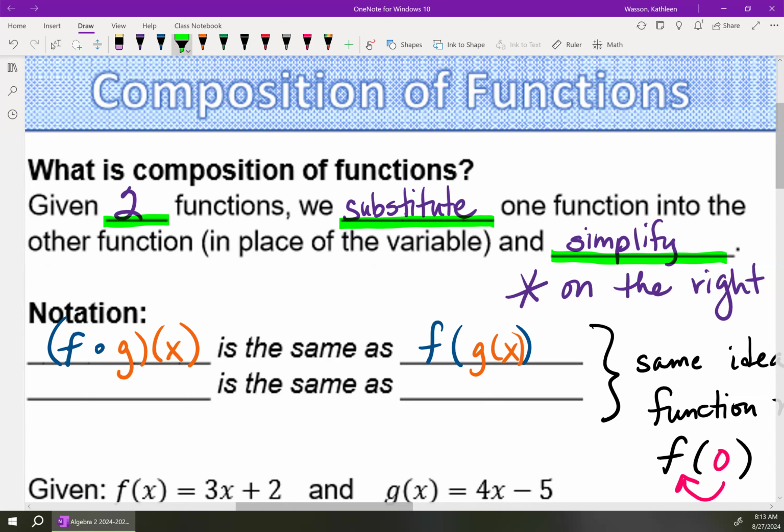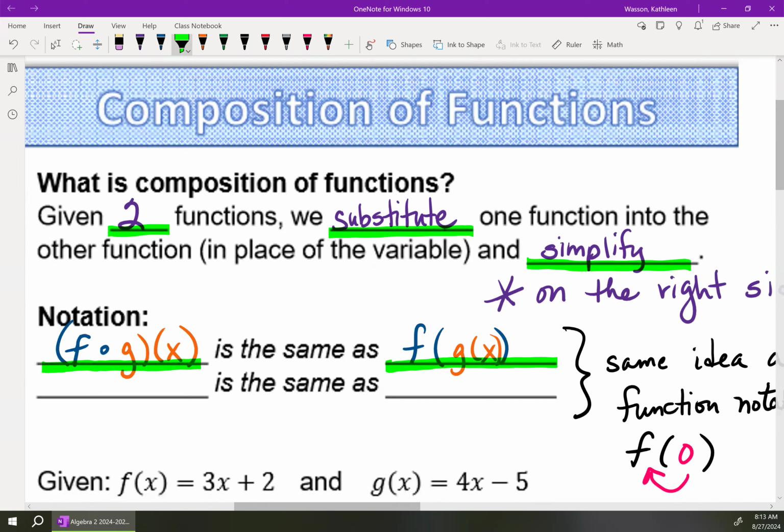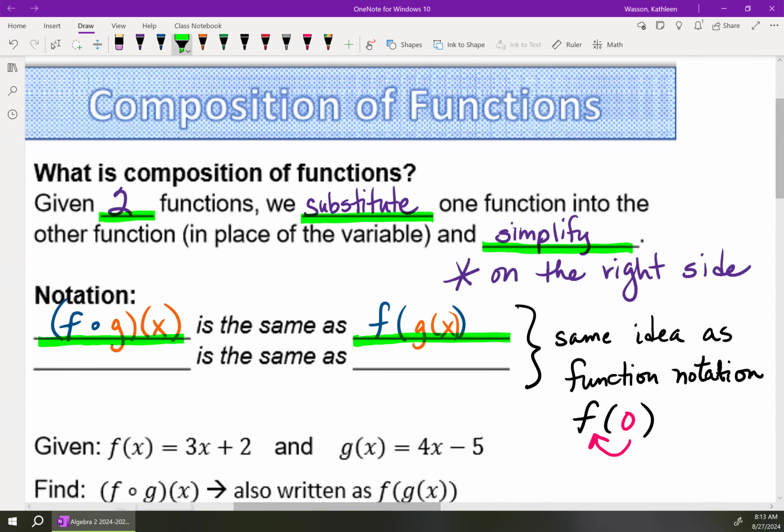There are two different kinds of notation for composition of functions, and one of them looks like this. I have f of g of x. That's how you would say it. That could be written this way, and this is the little tiny o. Or you can write f of g of x, and this looks more similar to when we wrote function notation. And again, this is the same idea.